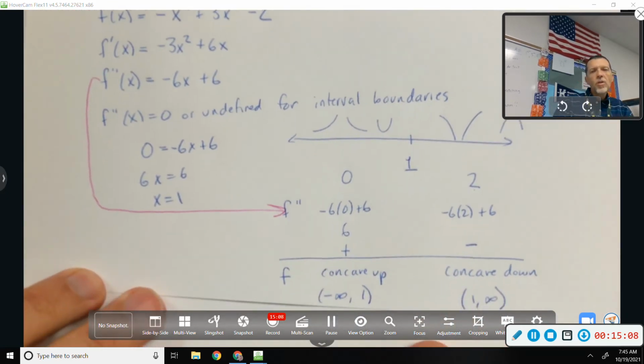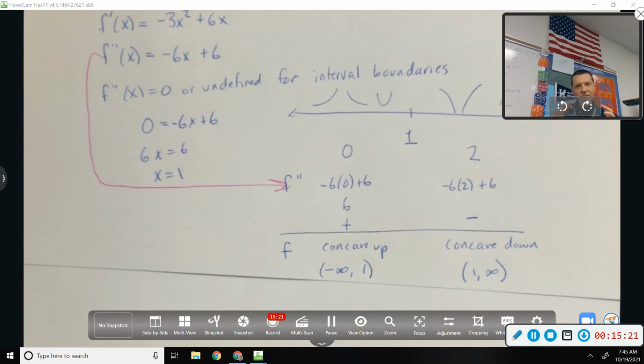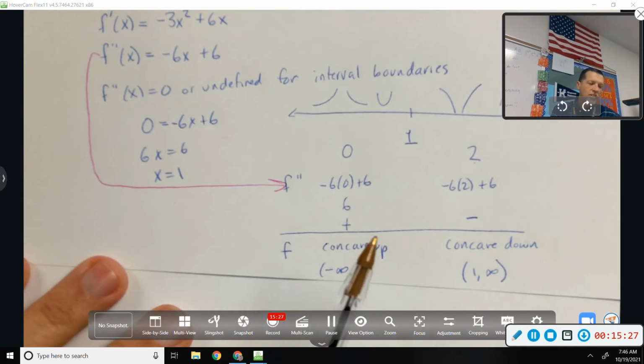So the hope is you see the parallel with what we did with the first derivative stuff. Right? Take a derivative, set it equal to 0, set up the number line, test the intervals, make the conclusion. That's the same process for first derivative and second derivative. It's just the conclusion is different. Second derivative tells us concavity, first derivative tells us increasing, decreasing.